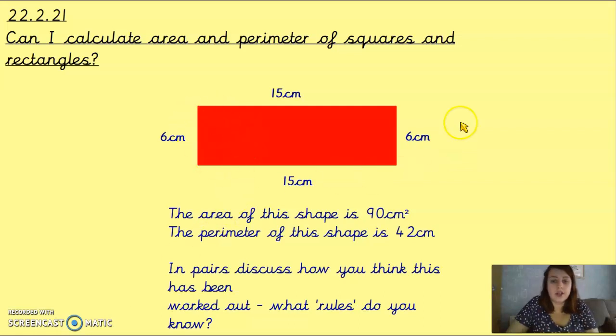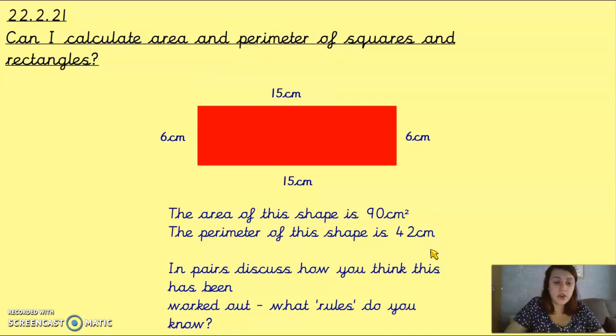So on the screen in front of you, I have got a rectangle. Now, we were talking about area and perimeter in school before. Lots of people remember things from year 5, so hopefully it's fresh in your memories. If not, don't worry, because we are going to recap it. I have got a rectangle on the screen and I have written down the lengths of each side. Now, if I told you the area of the shape is 90 centimetres squared and the perimeter of this shape is 42 centimetres, how have I worked that out?